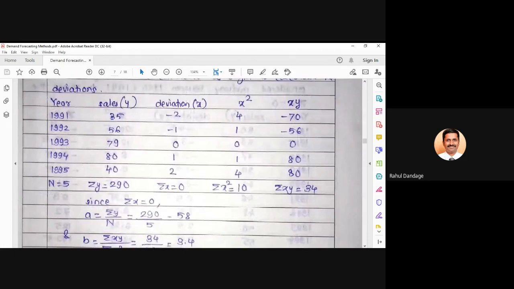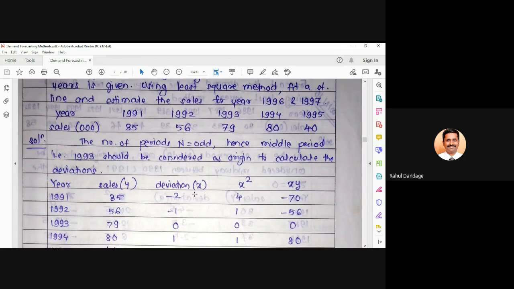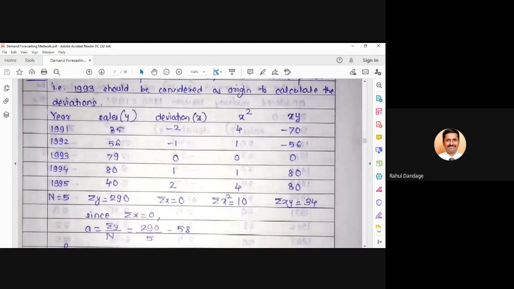So let us say we go on adding 1996, 1997 from this central original period 1993. If I consider 1996, then the deviation of 1996 will be 1996 minus 1993, that is equal to 3, and for 1997 it will be 1997 minus 1993, that will be equal to 4. Or you can say this is 0, for 94 it is 1, for 95 it is 2, for 96 it will be 3, for 97 it will be 4.